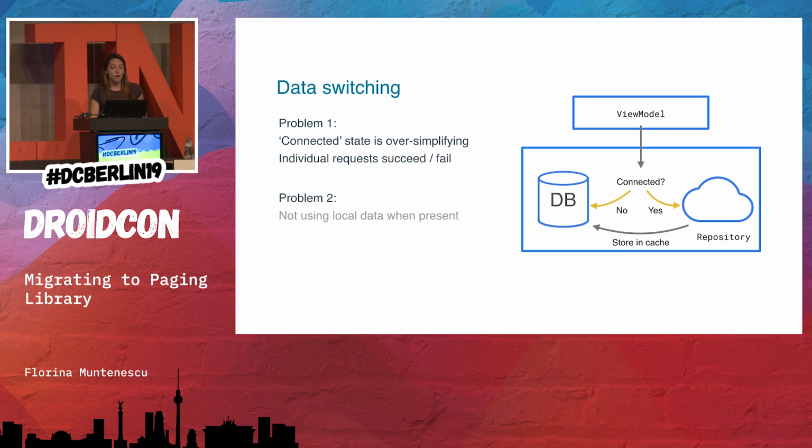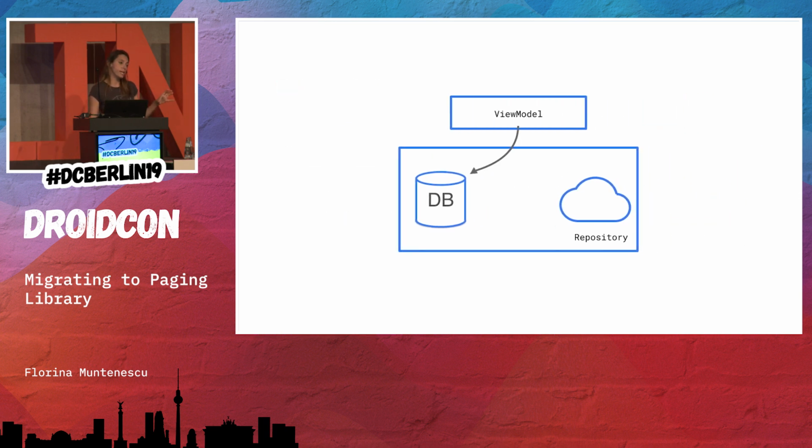But also, it means that you're storing data in the database, and you're not really using it even if the local data is present. So you still do all of those network requests, even if you already have that data in the database. So the model that we propose is different: always work with the database. So have the database as your main source of truth for data.